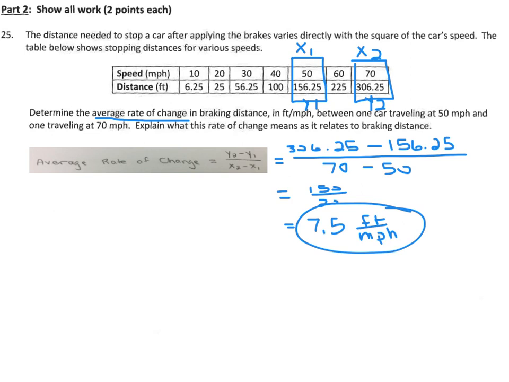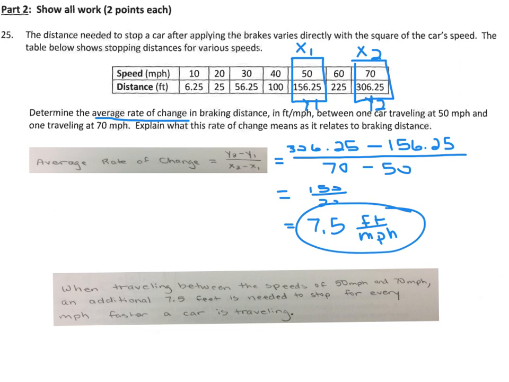Okay, now, it says explain what this rate of change means as it relates to braking distance. Okay, so what this means is, I mean, the faster you're going, right, the more distance you're going to need to stop. So to put this into words, I would just say when traveling between the speeds of 50 and 70 miles per hour, an additional 7.5 feet is needed to stop for every mile per hour faster that the car is traveling.